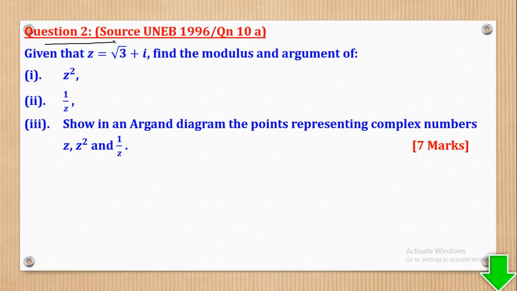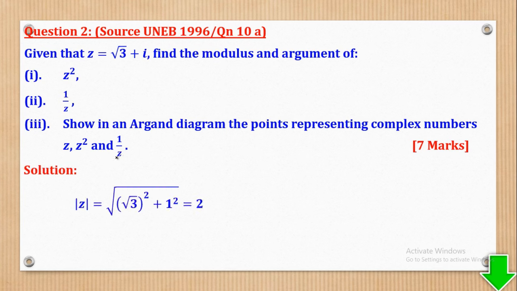Now we shall go to question 2, which came from UNEB 1996 paper 1 question 10a and says given that z is equal to this, find the modulus and argument of z squared, then 1 over z, then Roman 3, show on an Argand diagram the points representing the complex numbers z, z squared, and 1 over z. So you first get the modulus and argument of only z. So this one modulus is this squared plus this squared, everything under square root to give you 2. Then the argument, all are positive, so just say arctan 1 over root 3 to give you 30 degrees.